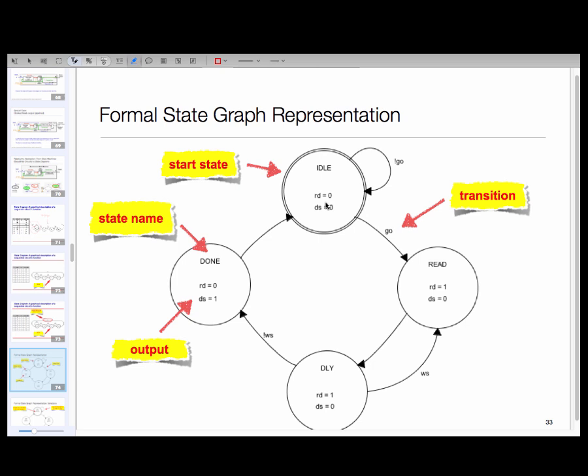Now, question, is this a Moore machine or a Mealy machine? Looking at this, can you say something? Moore. I heard Moore. Someone want to vote for Mealy? Okay, it's Moore. So why is it Moore? So exactly.